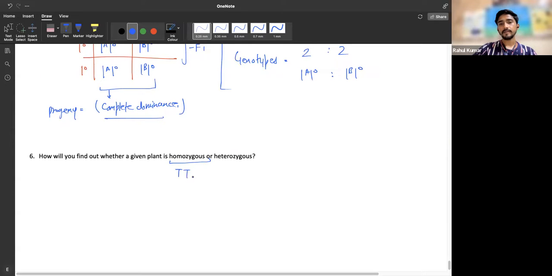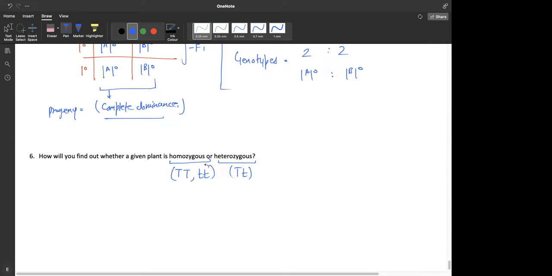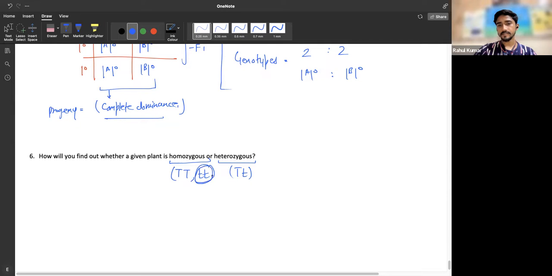Capital T, capital T, right? Or it can be small t and small t, right? These are the two possibilities for homozygous. And for heterozygous, it can be capital T, small t, correct? Yes, sir. Now, the point is, we do not need to identify this. This is easily identifiable because this is a recessive trait. So it will be dwarf. You look at the plant, it will look dwarf, and you can identify it as small t, small t. There is only one possibility when the plant can be dwarf, correct?